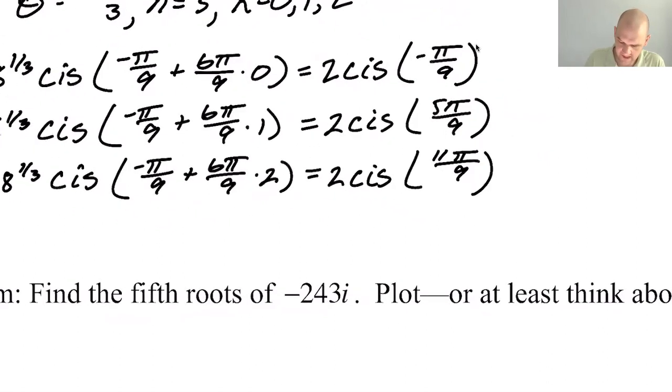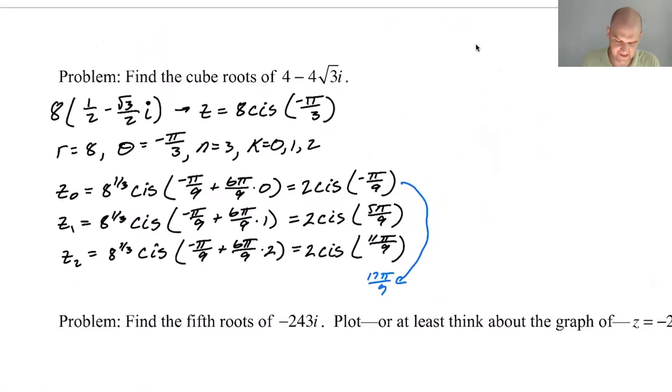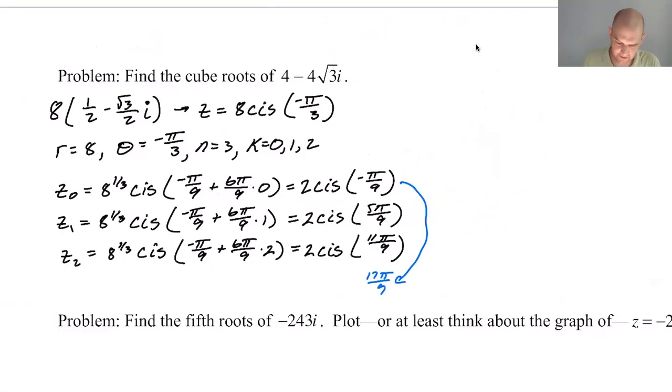Now, if I did it correctly, the next angle I would get, if I kept going, would be adding 6 to this, giving 17 pi over 9, which is coterminal to negative pi over 9, which means I definitely didn't screw up. It doesn't mean that I got it right, but it means I didn't screw it up. I don't know the value of any of these, so I can't really expand them into rectangular form.